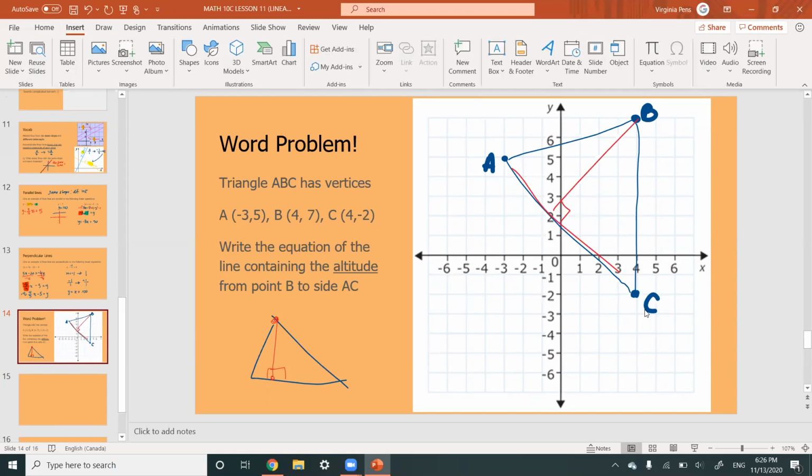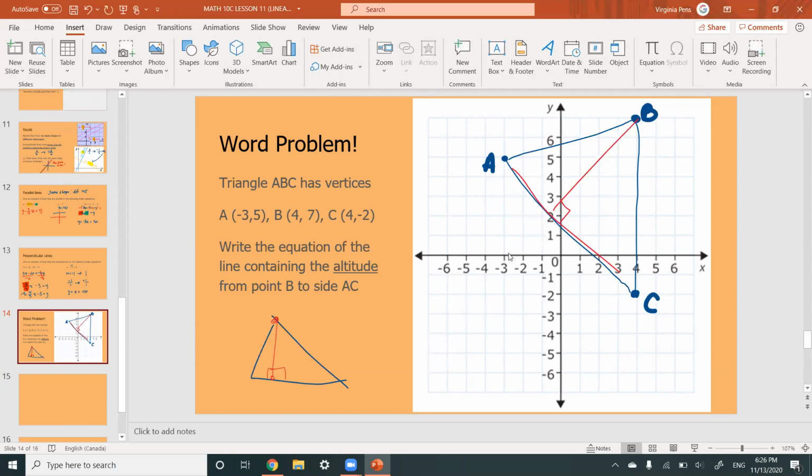We'll need to use the point slope form to find the slope of this line. Then using the perpendicular, finding the perpendicular slope. Wow, I'm so articulate today. Then finding the perpendicular slope, we could find out the equation of the altitude.